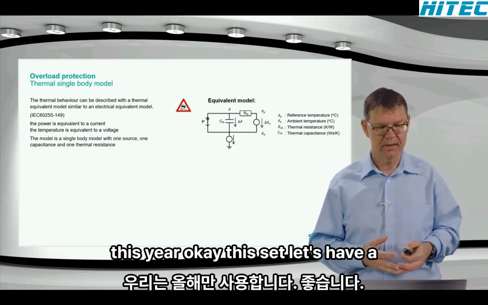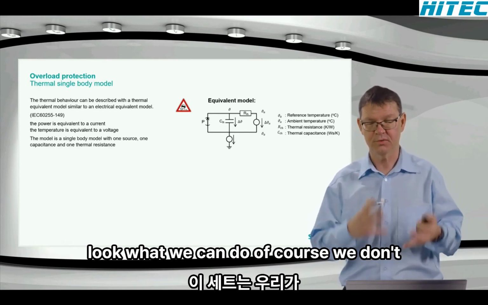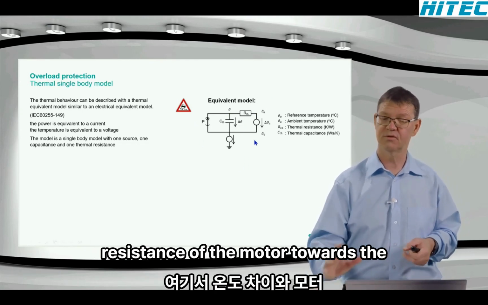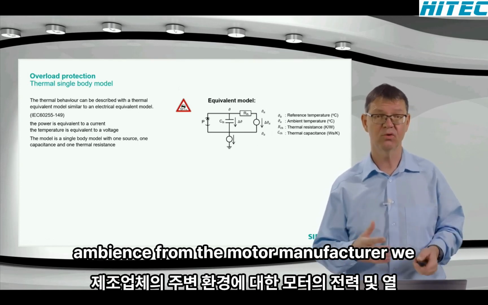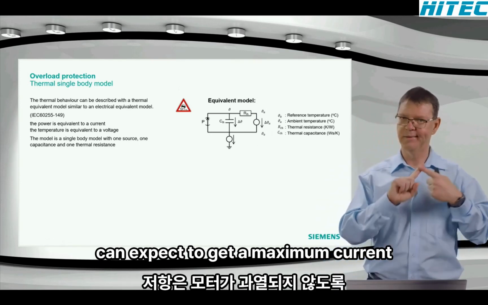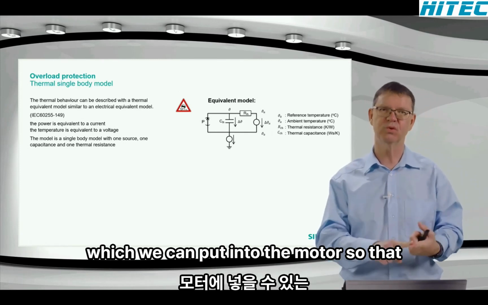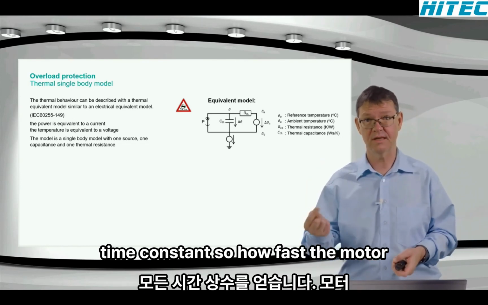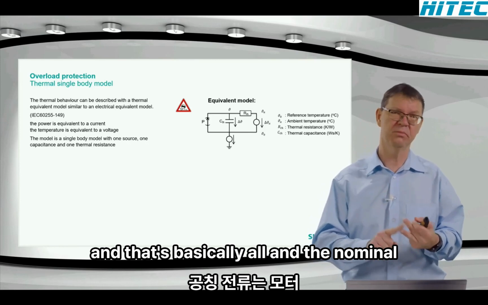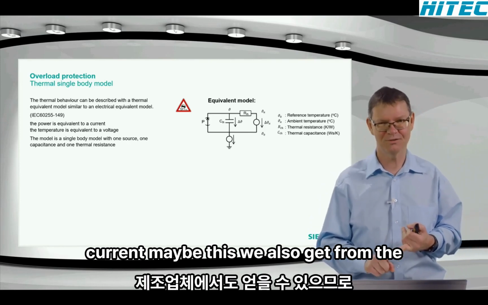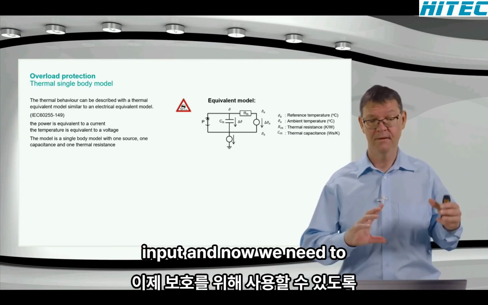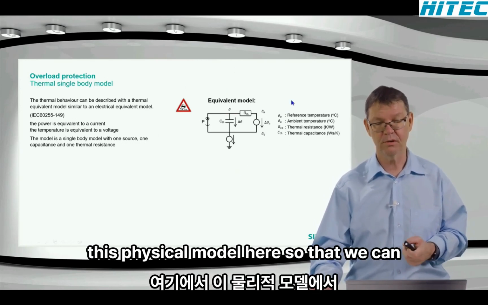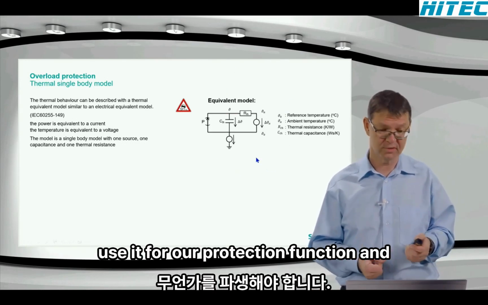Okay, this said, let's have a look what we can do. Of course, we don't get this data here, temperature difference and the power and thermal resistance of the motor towards the ambience, from the motor manufacturer. We can expect to get a maximum current which we can put into the motor so that it does not overheat. And we get also a time constant, so how fast the motor heats up. And that's basically all. And the nominal current maybe, this we also get from the motor manufacturer. So it's a rather poor input. And now we need to derive something from this physical model here so that we can use it for our protection function.